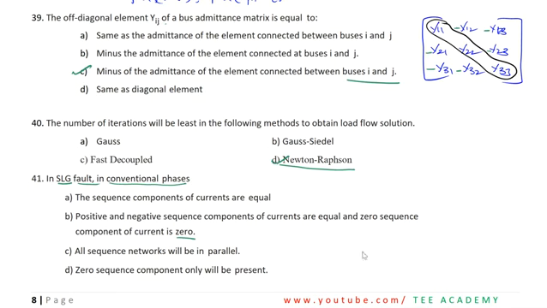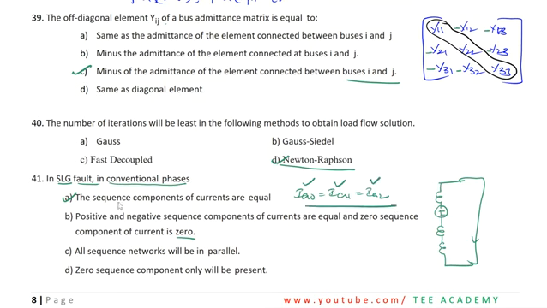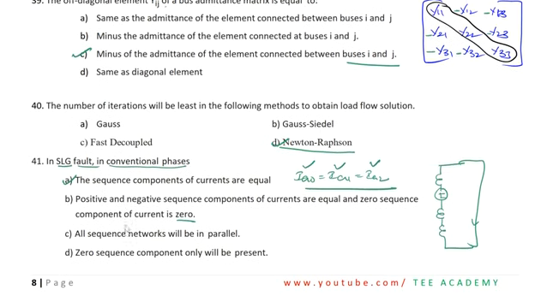So if you take the sequence network of this single line to ground fault, only positive sequence voltage will be there, negative sequence and zero sequence will be like this. So they all are connected in series. Okay, so the sequence components of current are equal. That is IA0 is equal to IA1 is equal to IA2. So zero sequence current is equal to positive sequence current is equal to negative sequence current. All are the same. Okay, so the answer is A here.